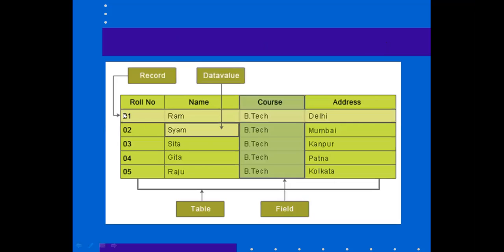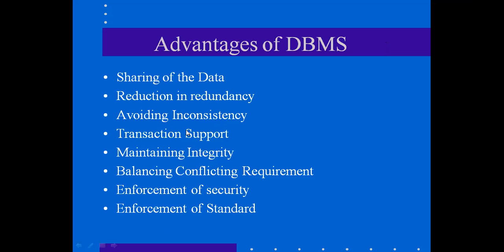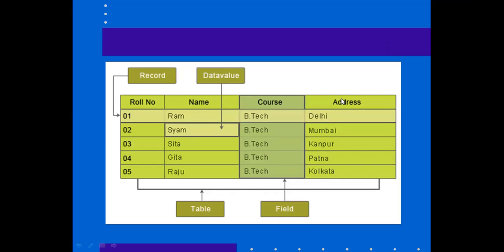Now see this example. This is a student database. Here in the tabular format, we have stored a collection of similar type of elements. We have stored 5 records, or 5 student information, which consist of the roll number, name, course, and address of the 5 students. Roll number is the first column, name is the second column, course is the third column, and address is the fourth column. And this is the first row, second row, third row, fourth row, and fifth row.